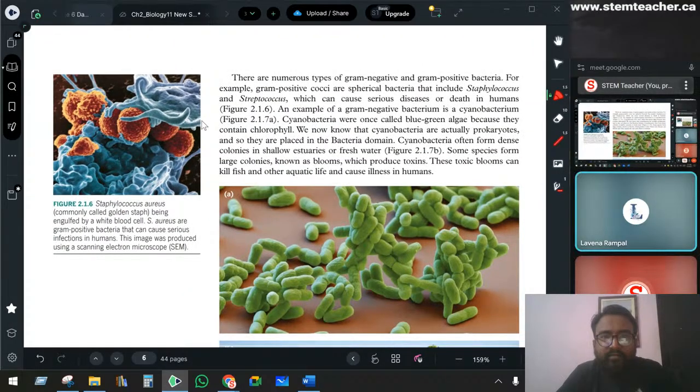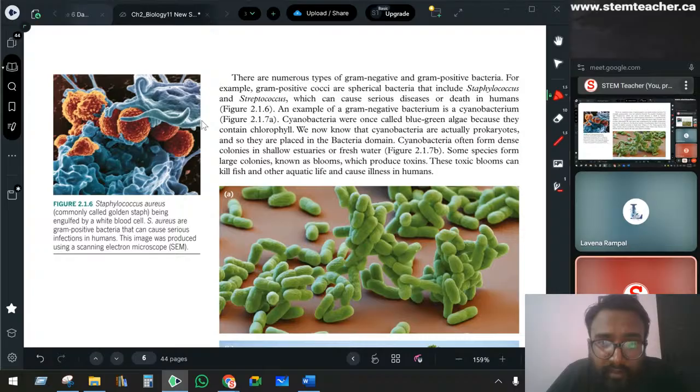There are numerous types of gram negative and gram positive bacteria. For example, gram positive are cocci, or spherical bacteria, that include Staphylococcus and Streptococcus, which can cause serious disease or death in humans.